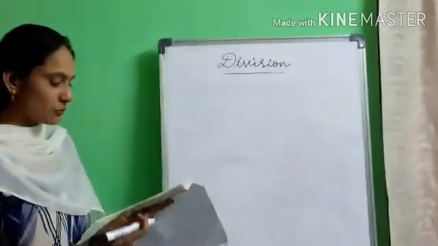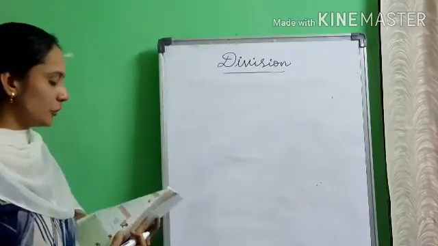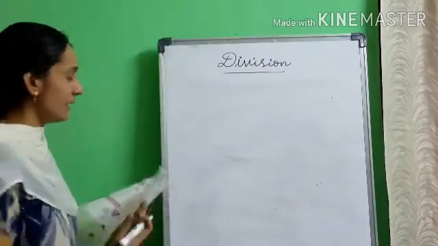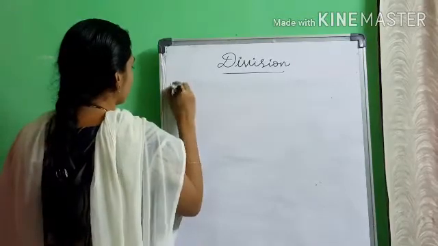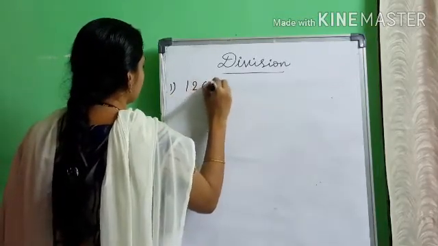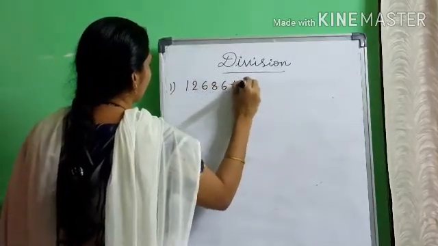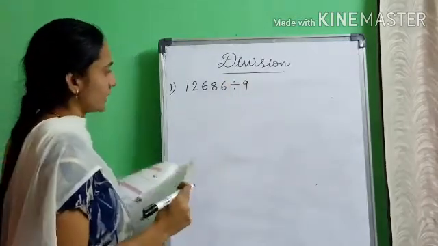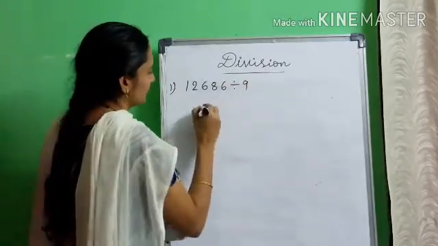All of you open your textbooks, page number 31, exercise 2.2b. Divide and check the answer. 12,686 divided by 9.